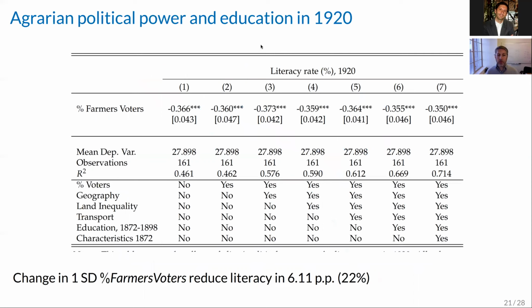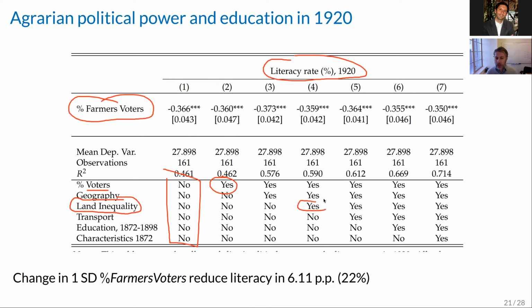So let me show you this in a more systematic way, showing the regression. Here the dependent variable is literacy in 1920, regressed against share of farmers. Column 1 doesn't control for anything. Column 2 controls, as I said before, for the share of voters. And then as we move to the right, we control for all the things that we discussed, including, Manuel, here was your question, land inequality, right?